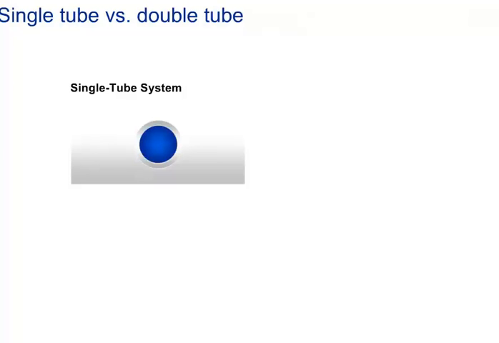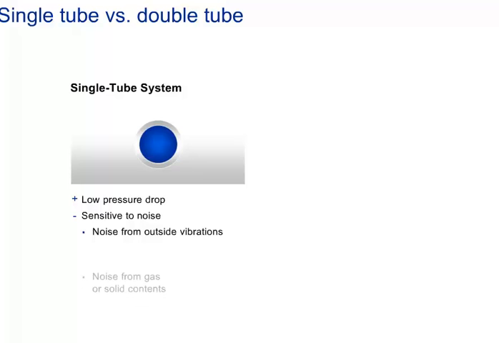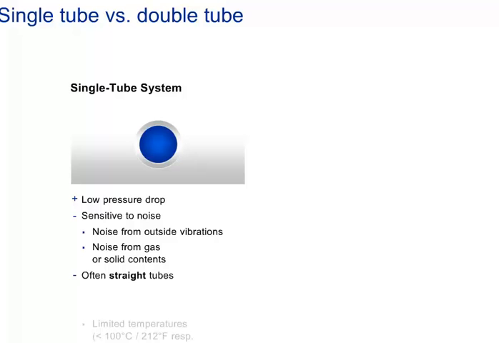The features of a single tube system are low pressure drop, and sensitivity to noise, including noise from outside vibrations, and noise from gas or solid contents. Single tube systems often use straight tubes, which means limited temperatures, below 100 degrees compared to 150 degrees.